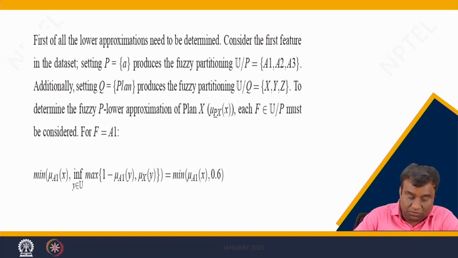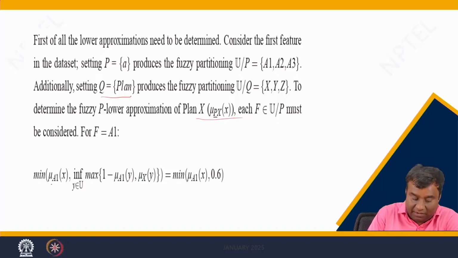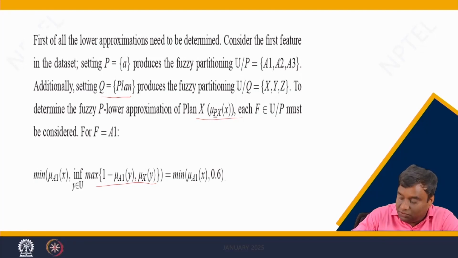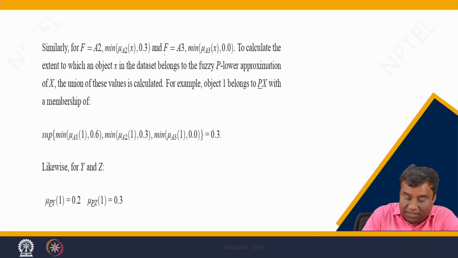So just check the question. First of all, the lower approximation needs to be determined. So consider the first feature in the data set. Setting P equal to A, produce the fuzzy partition U by P, that is A1, A2, A3. You know that setting Q is the plan. Produce the fuzzy partition U by Q, that is X, Y, Z. So first we need to find all these values by the formula, that is the minimum, infimum, maximum, 1 minus that. So all these values you calculate here. So that is mu A1 X 0.6. Similarly, mu A2 X 0.3.